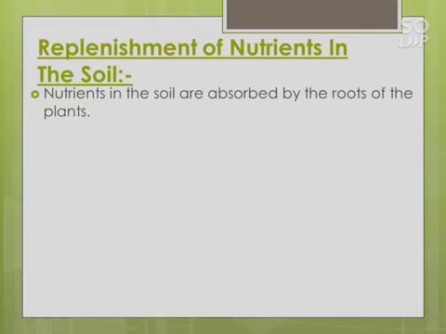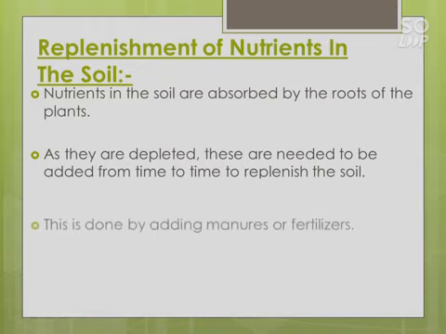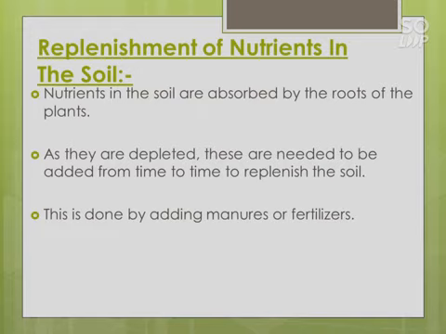Nutrients in the soil are absorbed by the roots of the plants. As they are depleted, they need to be added from time to time to replenish the soil. This is done by adding manure or fertilizers. So what is manure? Basically, it is organic in nature. To make manure is very easy.